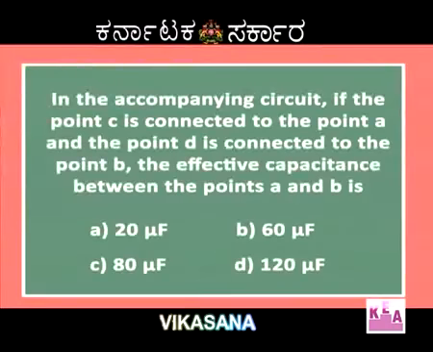Let me read the question. In the accompanying circuit, if the point C is connected to the point A and the point D is connected to the point B, the effective capacitance between the points A and B is.